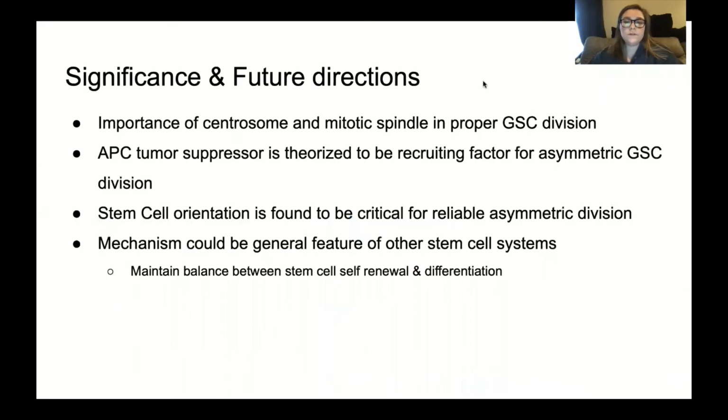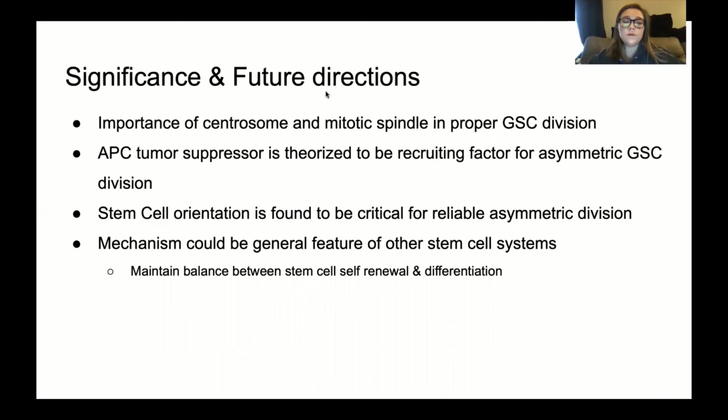So the significance of these results is that it shows the importance of the centrosome and the spindle in proper asymmetric division. The authors theorize that APC tumor suppressor is the recruiting factor for this proper asymmetric division, since when it's removed, the spindles were not aligned correctly with the hub. They also see that stem cell orientation is critical for reliable asymmetric division. If the stem cells were not aligned properly, they will not asymmetrically divide.